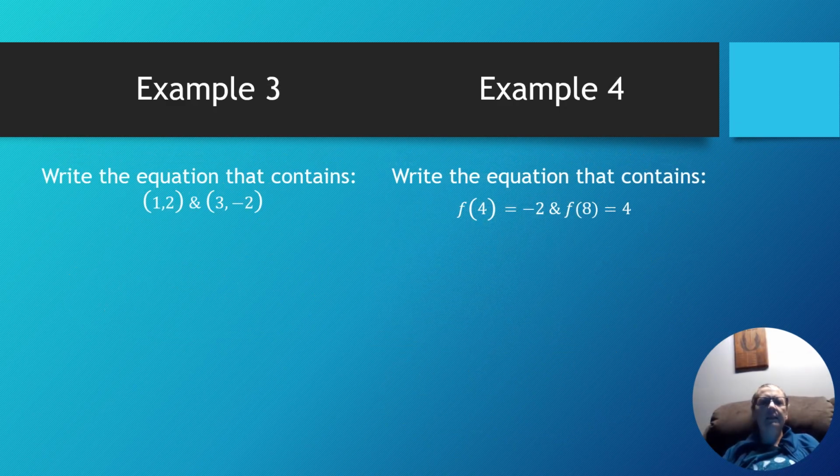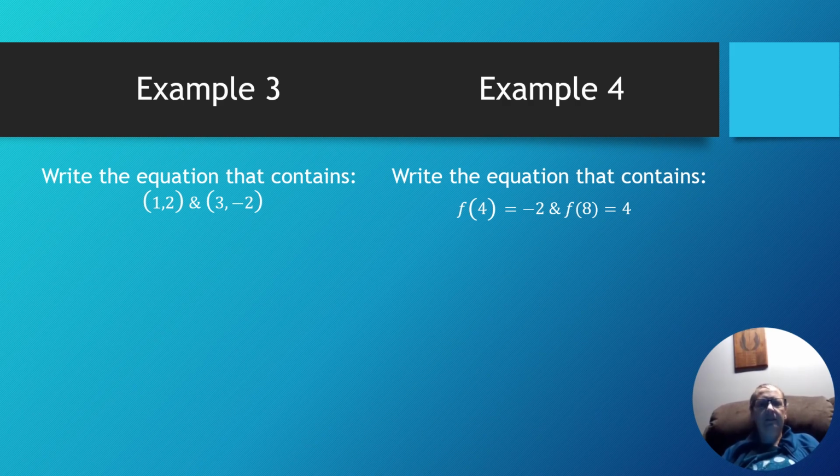All right, in example 3, we're asked to find the equation that contains 2 points. Now, there is a formula called the point-slope formula, which, when you use it, ends up with the equation in slope-intercept form at the end. So if you want to go memorize that formula, be my guest. I just don't believe in memorizing an excess number of formulas. So I'm going to use the formula we already know, which is slope-intercept form.